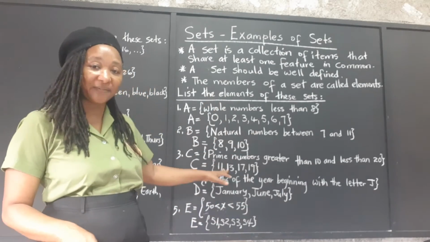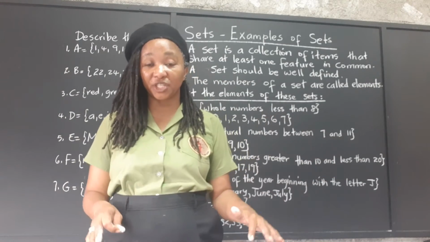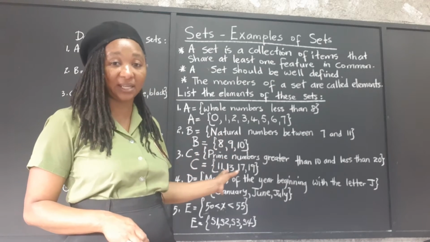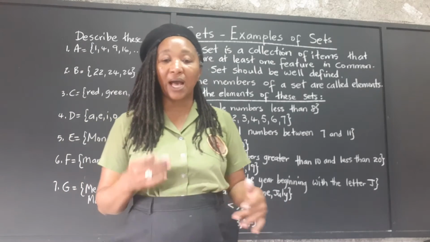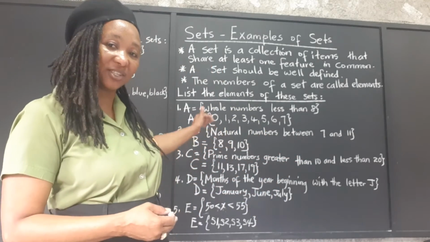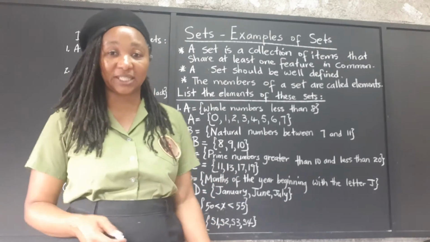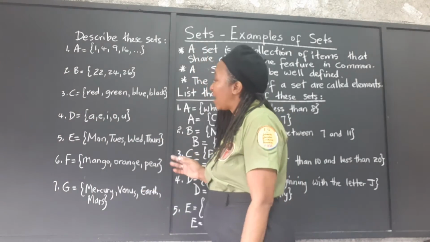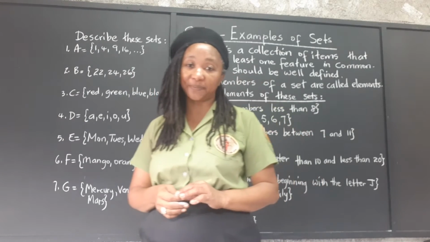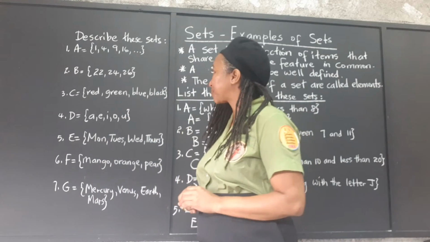So for this activity, we were given the description, the definitions of these sets. These sets are very well defined, very specific, and we made sure to abide by those regulations based on the description, and we listed the elements of the set. Now, we are going to look at the elements and try to figure out how to describe these sets.